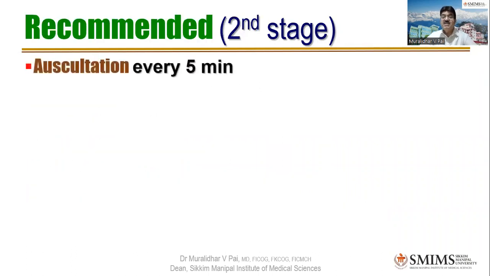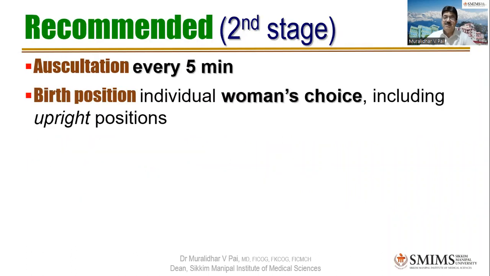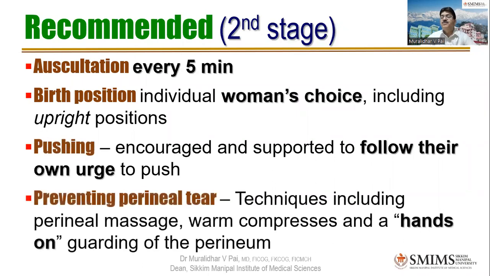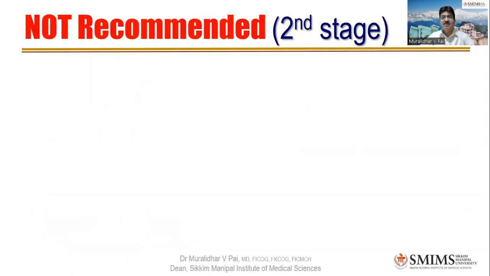What is recommended in second stage? Auscultation every 5 minutes, same as before. Birth position can be anything, upright. I remember once somebody told me that a very, very VIP stood and delivered, but you have to catch the baby properly. Pushing is encouraged, but they should follow their own urge. Don't say, push, push, push, push. Don't say that. She can push at her own urge. Preventing perineal tear, you have to give support.